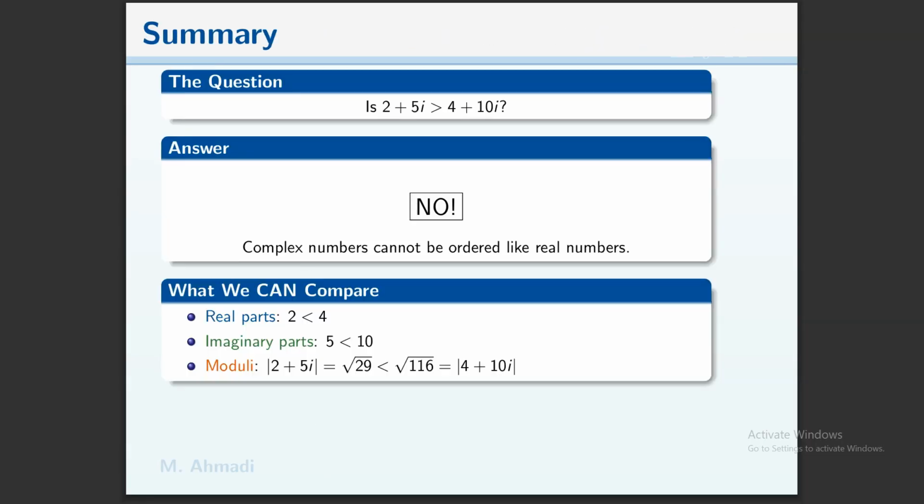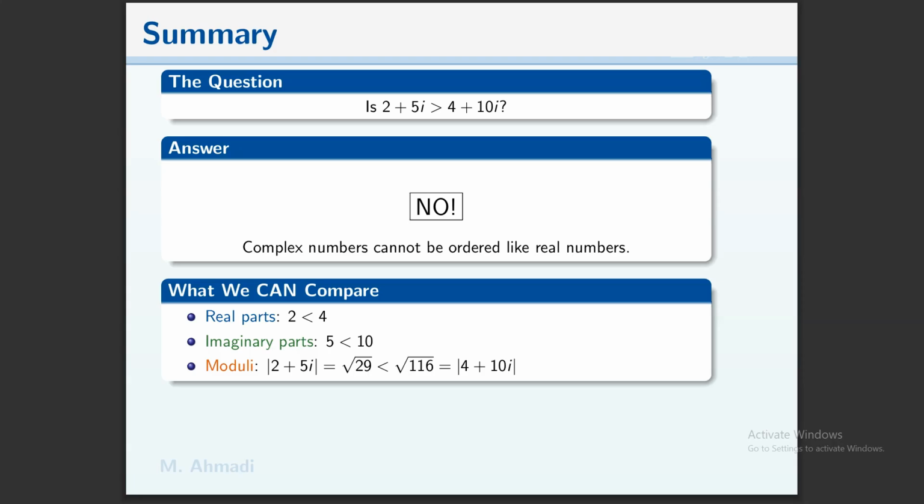And here we have the summary of the presentation. The question: is 2 plus 5i greater than 4 plus 10i? Answer: no. Complex numbers cannot be ordered like real numbers. What can we compare? We can compare the real parts: 2 is less than 4. We can also compare the imaginary parts: 5 is less than 10.